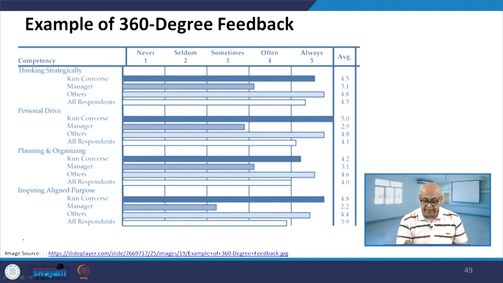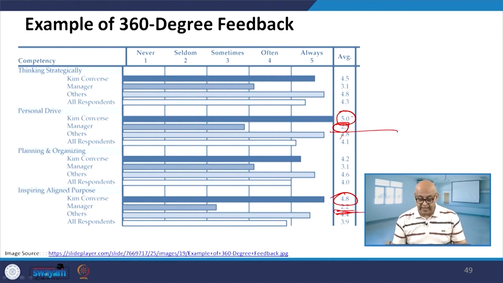So, it becomes very, very important that we focus here, right. And the self has given a 5. Similarly, for the inspiring aligned purpose it is 4.8, and the manager has given 2.2. So, a lot of difference is there in the perception of the manager and others. But what we can gain from here is that the others and all respondents are close to the self rating. Whatever Kim is having about the self, the others and all respondents are having the same. Only the manager is not happy with his personal drive, and not happy with the inspiring aligned purposes, right.